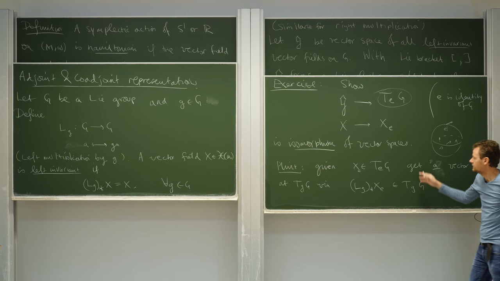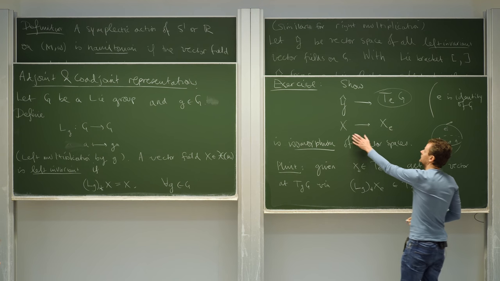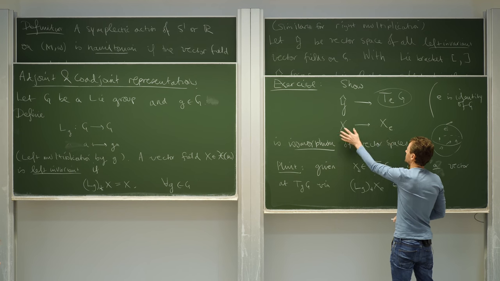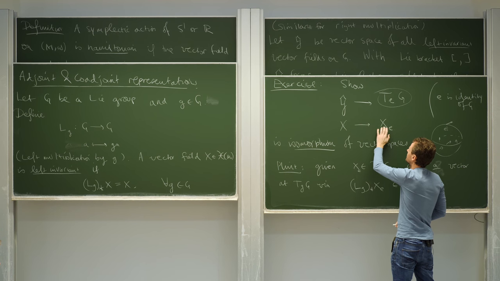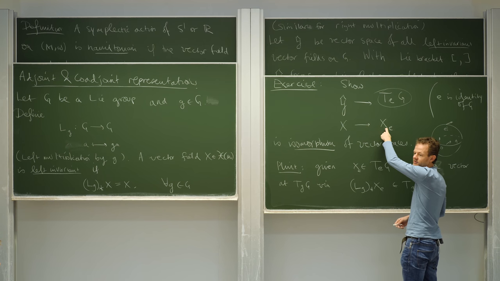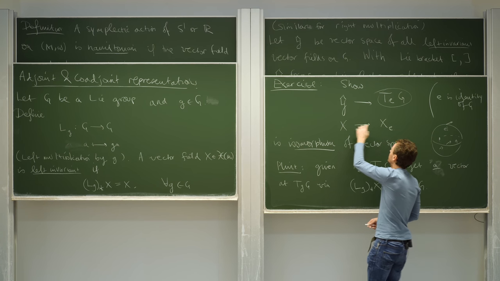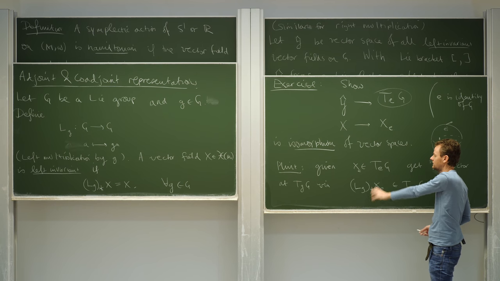So this map here, I haven't done the exercise yet, right? You have to argue that this vector field that you define this way is left invariant. The other direction is super trivial, right? So to get an isomorphism, you need a one-to-one and onto map between these vector spaces. So getting a map from left invariant vector fields to points in the tangent space is super trivial. You just restrict to that point. But going the other way is the interesting direction, and that's where the exercise is.